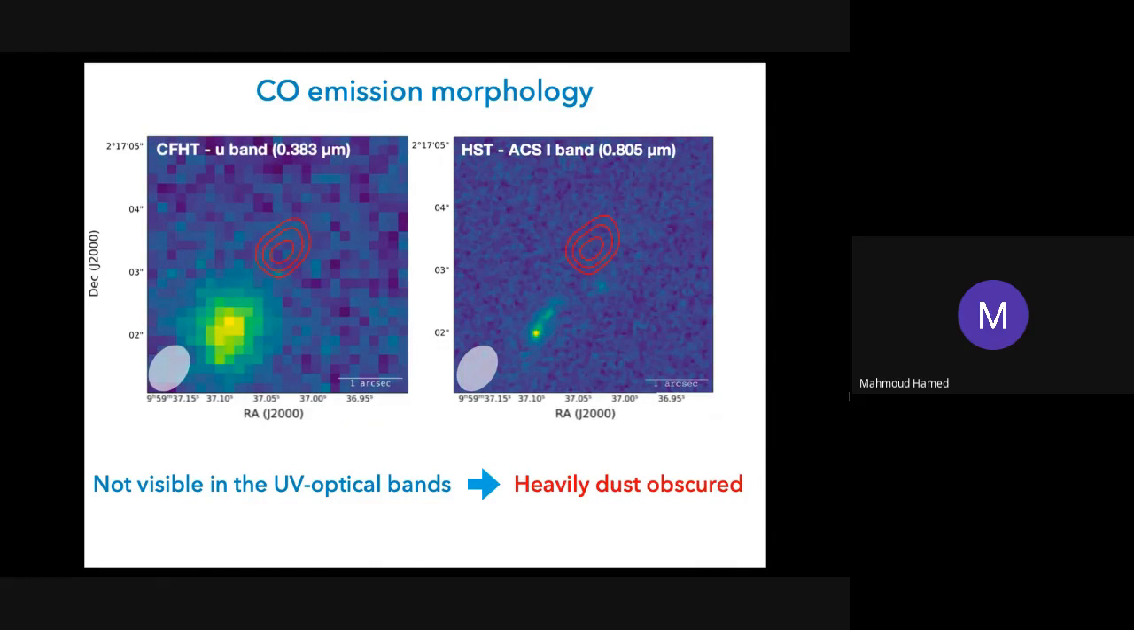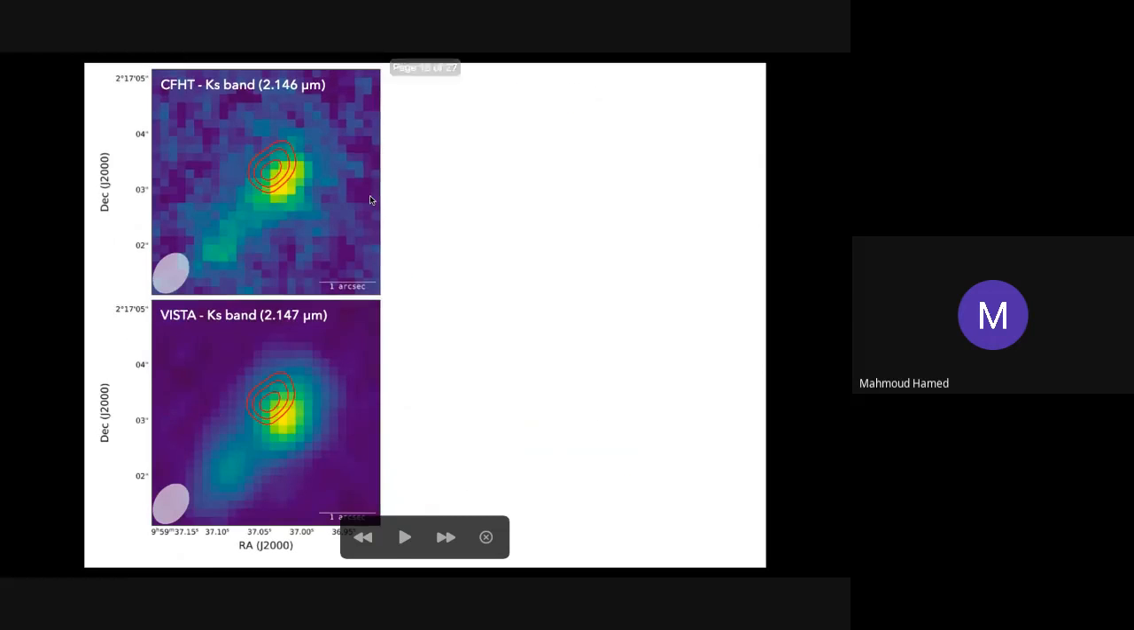So we investigate the morphology of the CO emission line to closely study the association of the CO component with the other wavelengths. So our source is not visible in the Hubble Space Telescope's observation in the I band, which is the mid-UV rest frame. This is, of course, at redshift 2. Nor is it visible in the CFHT's U band. So this shows you how heavy the dust obscuration is.